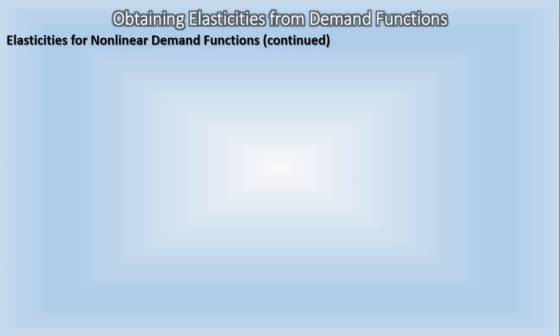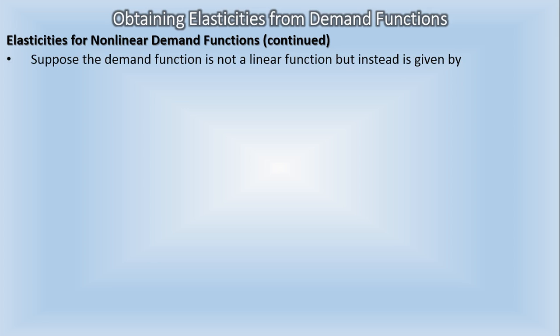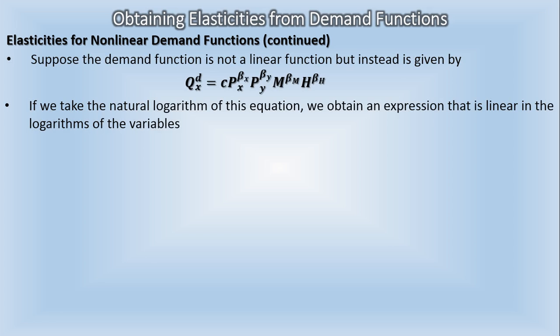All right, so let's go back to our elasticities for nonlinear demand functions. Suppose the demand function is not a linear function, but instead is given by this expression here. If we take the natural log of this equation, again, we're assuming a base of e, right? So we don't even think about that. When we hear the term natural log, we know we're talking about ln of whatever, and we're not thinking about the base. We just know it's the natural log, ln. So we obtain an expression that is linear in the logarithms of the variable. So we take the ln of both sides.